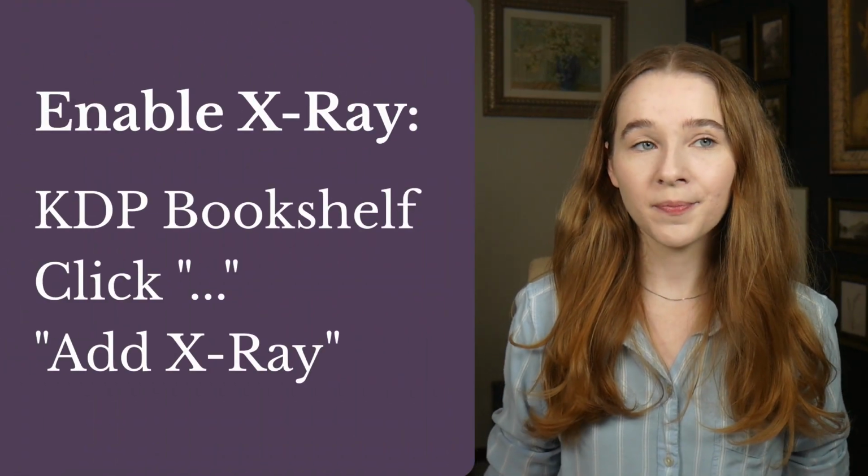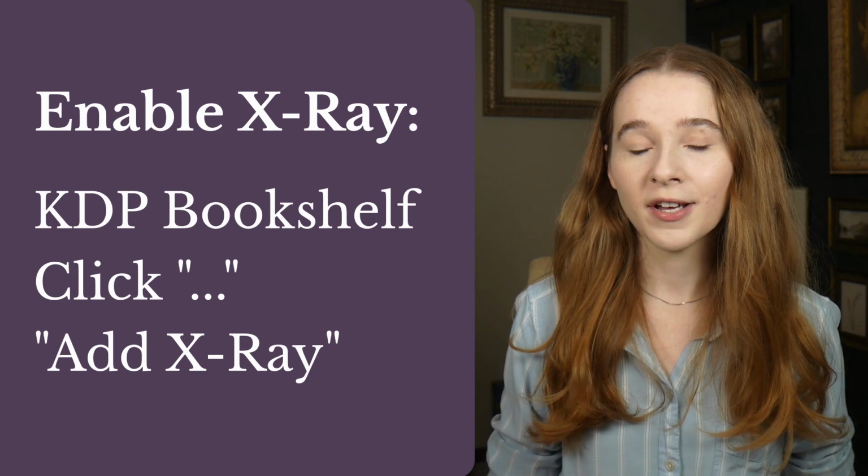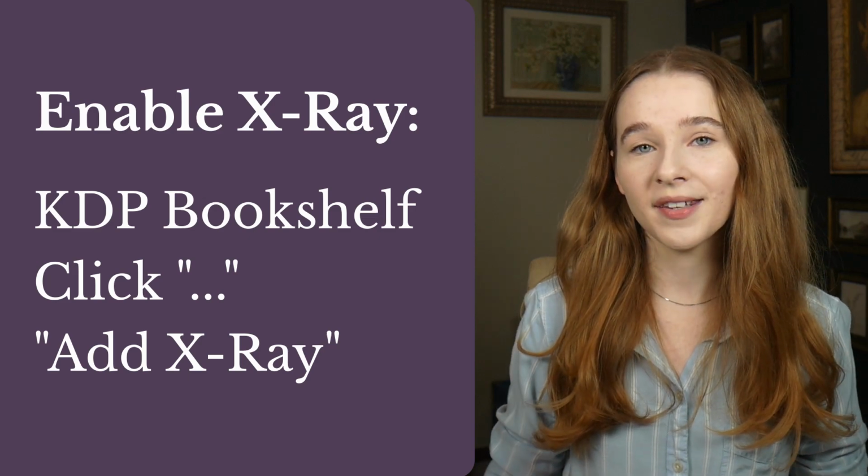Enabling X-ray is very simple. Just go to your KDP bookshelf, click the 3 dots next to your book, and then click Add X-ray. KDP will then automatically create a list of things you might want to include, and it will also add entries from Wikipedia where possible. Nothing will actually be published from selecting this. You will still have to manually review each entry and double confirm that you want to publish it before anything is added to your actual book.